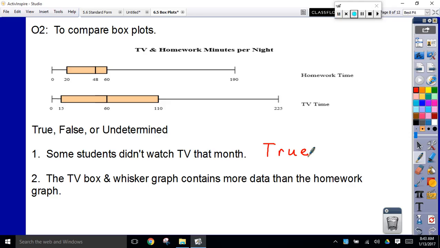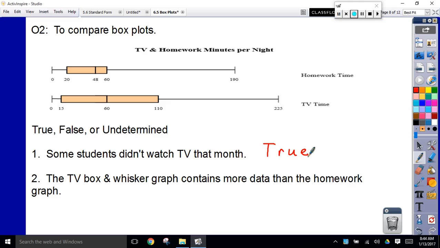Gretchen? That's false. False? Why? Because there's more of an area between the box, so that's why there's more data. Okay, so wait, you said it's false, so the TV box and whiskers did not contain more data, but then you kind of said it did because they were bigger. I don't know. Zane, what do you think? Undetermined, why?